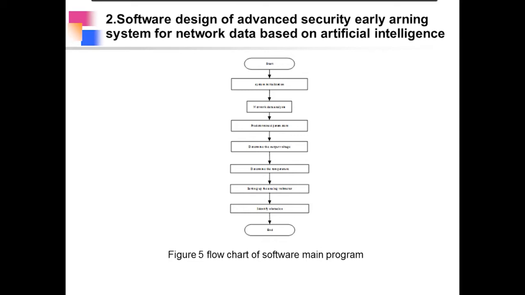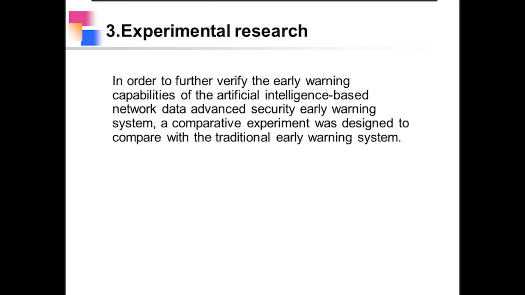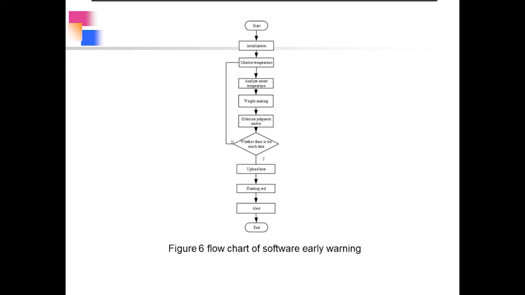Second, software design of the advanced security early warning system for network data based on artificial intelligence. The software program is designed according to the hardware structure of the system. Analyzing the figure, we can see that the artificial intelligence network data advanced security warning system studied in this article converts the temperature through the lookup table method. Figure 6, flowchart of software early warning. The content detected by the integrated control system includes motor winding temperature, bearing temperature, and motor humidity.